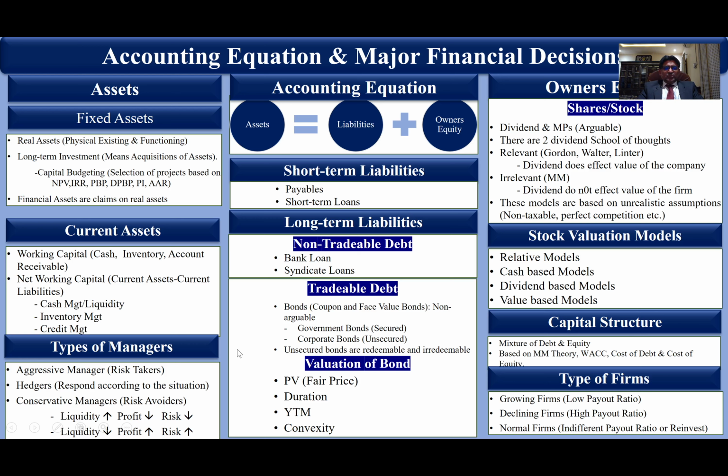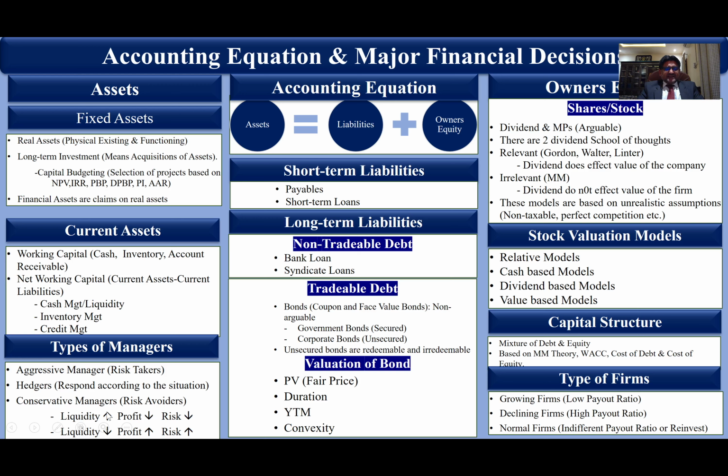Then who takes the major financial decisions? Obviously, the chief financial officer or managers take the major financial decisions. There are three types of managers: aggressive manager, they are risk takers; hedge manager, respond according to the situation; third is conservative manager, risk avoider. As we know, the higher the risk, the higher the return.